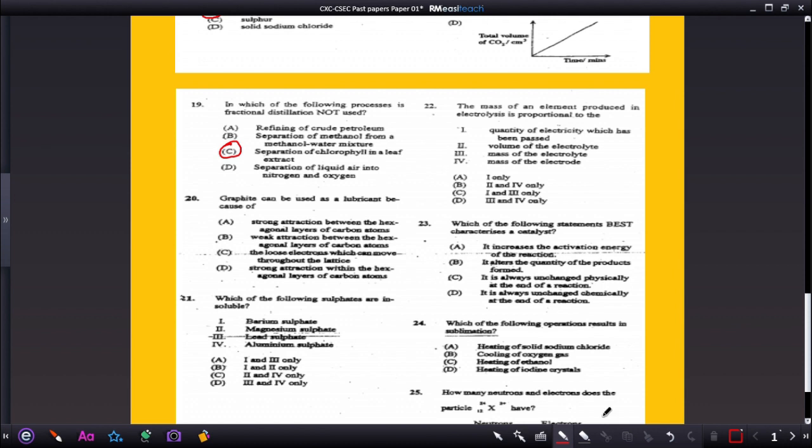Number 20, graphite can be used as a lubricant because of strong attraction between the hexagonal layers of carbon atoms. That's not true. If that were the case, then graphite wouldn't be able to be used as a lubricant. B, weak attraction between the hexagonal layers of the carbon atoms. That is true. The weak intermolecular forces of attraction are the reason why graphite is able to be used as a lubricant and have some amount of flexibility to it. So the answer is B.